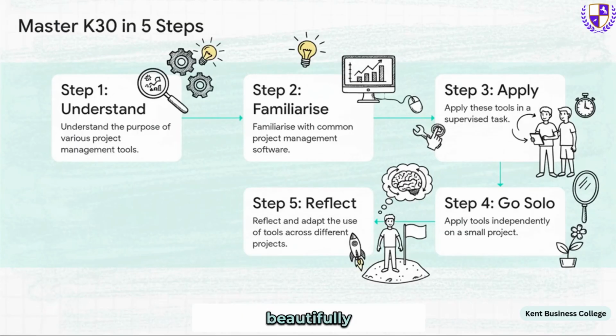Adam then gives her this beautifully simple 5-step plan. And honestly, this is the roadmap for any apprentice. Just look at it. It's not about becoming an expert by tomorrow. It's a gradual journey. You start by just understanding the why behind the tools, then you pick one to get familiar with, apply it with a safety net, then try it on your own, and finally, you look back and think about what you learned.